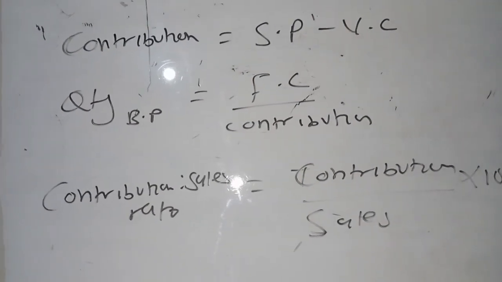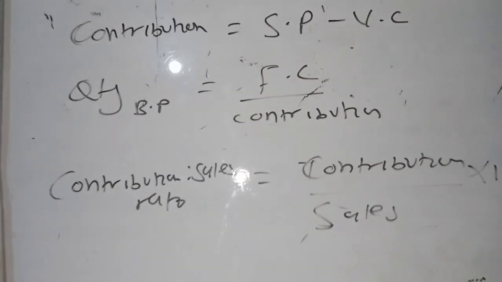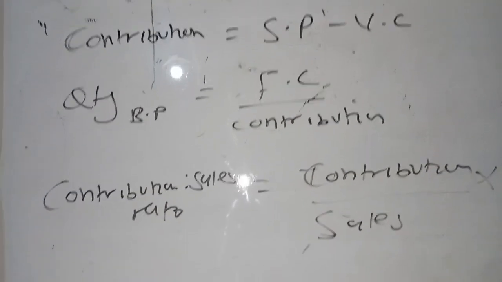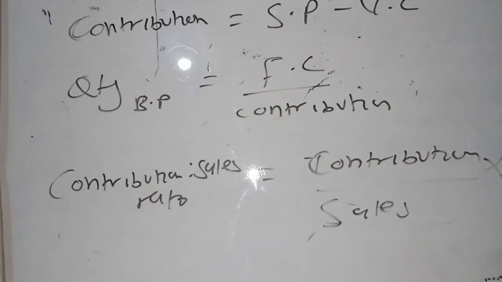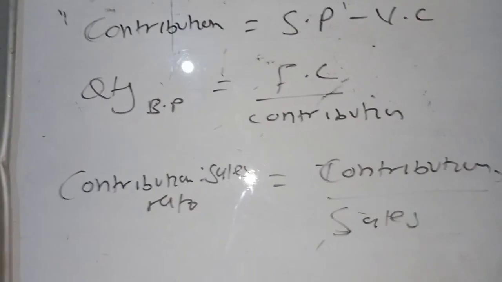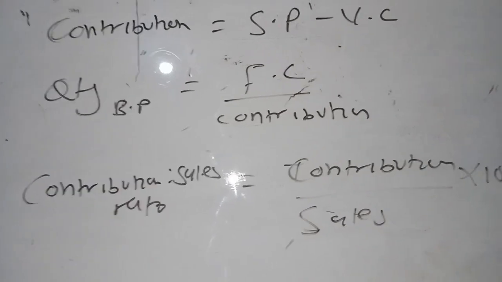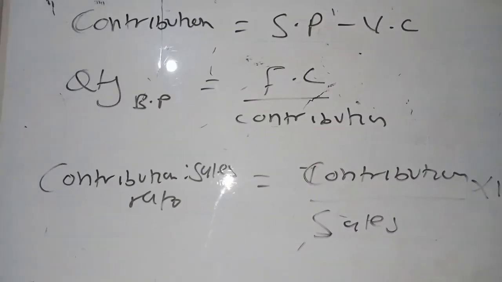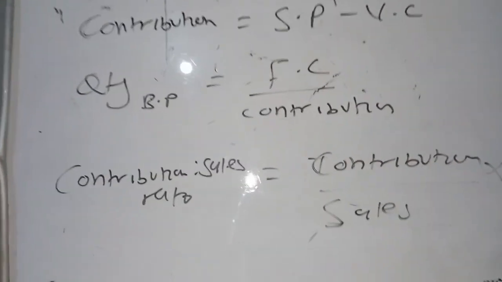But in case I give you total units, and they give you the total sales, that means to get the contribution is going to be the total sales minus the total variable cost. Then you have the quantity at the break-even point. You had already looked at it. That is fixed cost out of the sales minus the variable cost. But I've already told you that sales minus variable cost is our contribution.